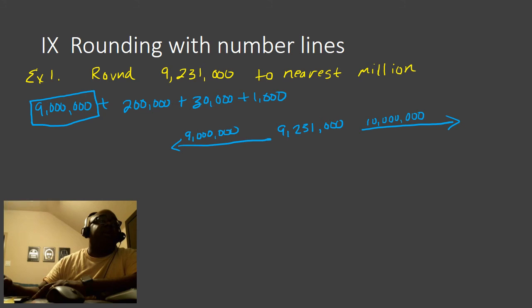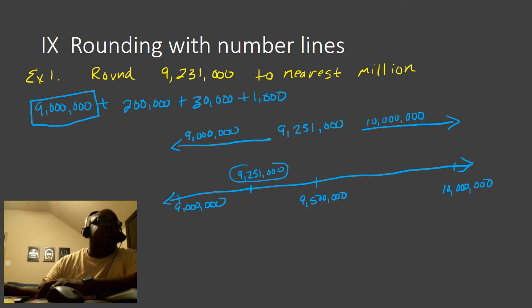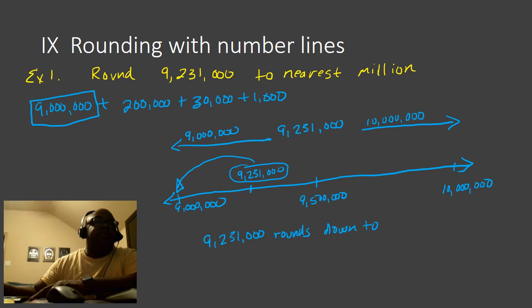So now I can make my number line. Since I have a millions number line, I'm going to count by millions to find my midpoint. So in the middle will be 9,500,000. Now 9,231,000 is going to be somewhere over here. I'm going to circle it. Then I'm going to arrow over. Now I'm going to say that 9,231,000 rounds down to 9 million.